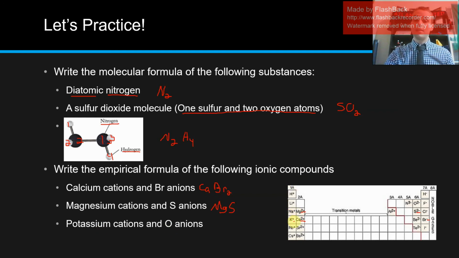Looking at potassium, we can see that potassium has an overall charge of +1. Oxygen has an overall charge of -2. So, in order to satisfy the -2 charge of oxygen, we're going to need 2 potassium atoms for every 1 oxygen atom, so K2O, in order to have an overall neutral compound.